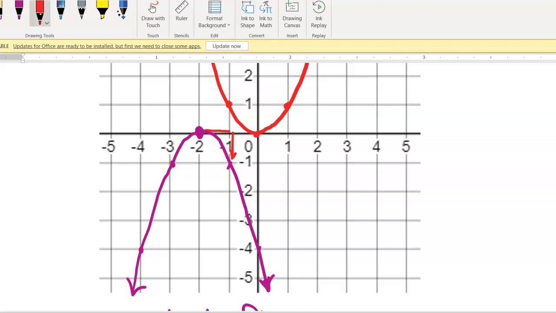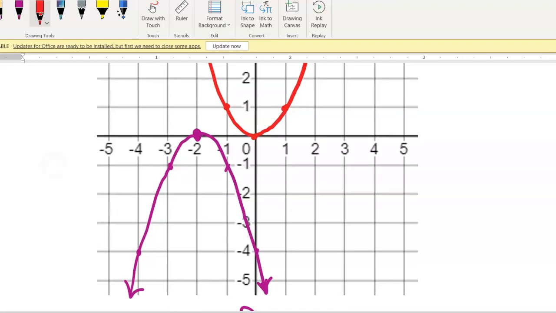So instead of going to the right one, up 1, I'd go to the right one, down 1. And instead of going to the right 2, up 4, I'd go to the right 2 and down 4. So that's how you can get some points. And then we could reflect those points. We'll talk more about that here in a little bit. And then that gives you the parabola.